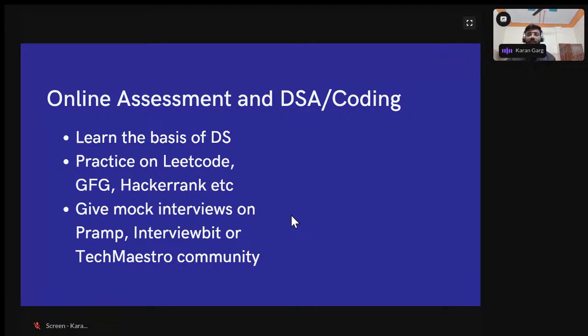So mock interviews basically help you know where you stand, what are the problems or weak points that you need to work on, so that you don't repeat that exact same issue in an actual interview, which can lead to a rejection. So this is something that I will advise: give mock interviews as much as possible.